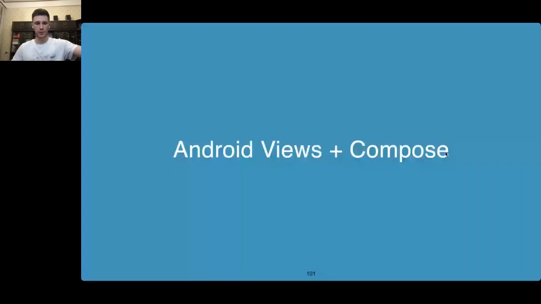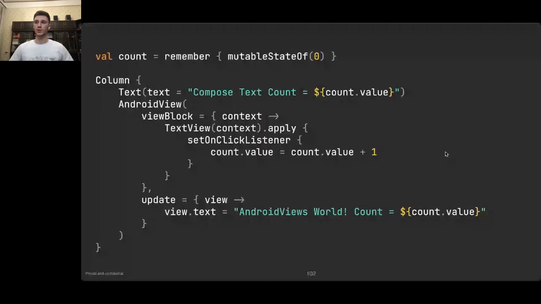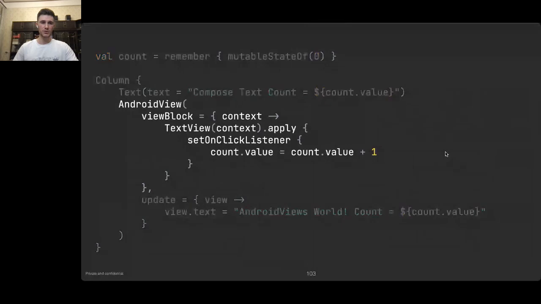So how does Compose work with Android views? Imagine the case where we want to draw some Android view inside of a Jetpack Compose UI. Maybe you want to integrate some SDK from an external provider which shows ads in your UI. And for this, we have a composable function called AndroidView. The first parameter for it is the view block. It passes the context parameter to the lambda.